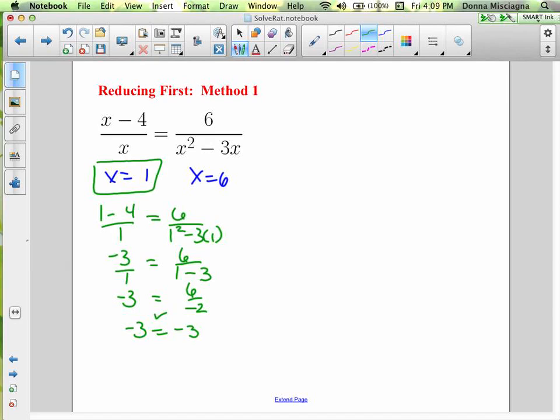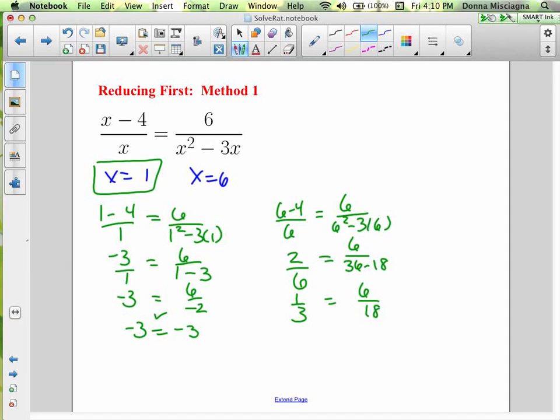All right, so we have 6 minus 4 divided by 6 equals 6 divided by 6 squared minus 3 times 6. 6 minus 4 is going to give us 2, and that divided by 6 is 1/3. Always make sure you reduce so you can tell whether they are the same fraction or not. 6 squared is 36 minus 18. And so that is going to give us 6 divided by 18, which is also 1/3. So that one checks out.